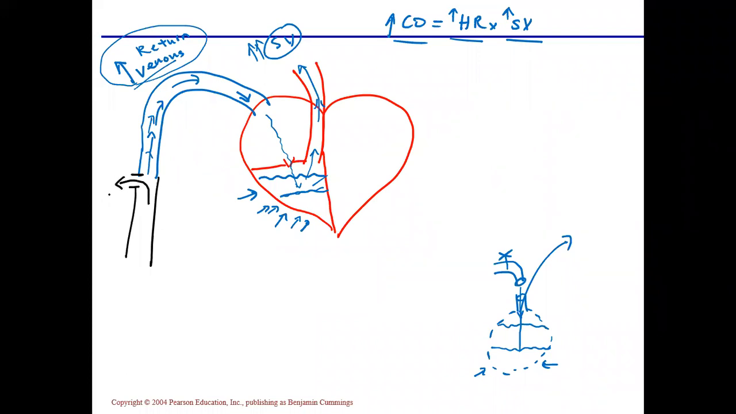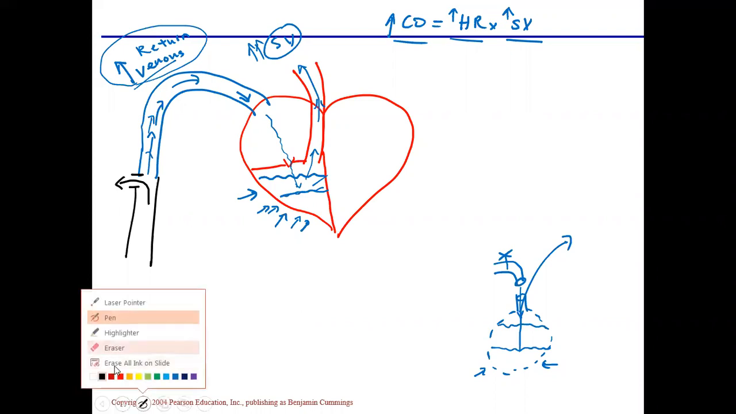Maybe the person got stabbed. Maybe the person got shot. All right. What happens to the venous return? Is the same amount of blood going to come in and fill up the heart? And if so, why? And if not, why? And what do you think your prediction is for the stroke volume?